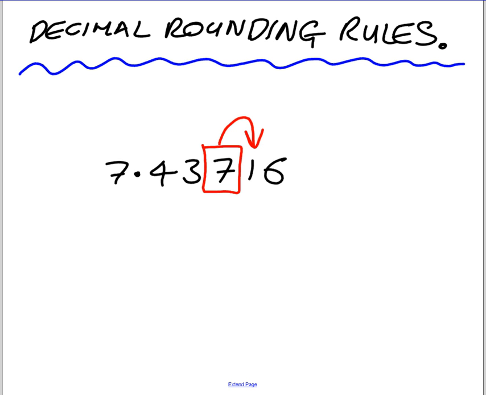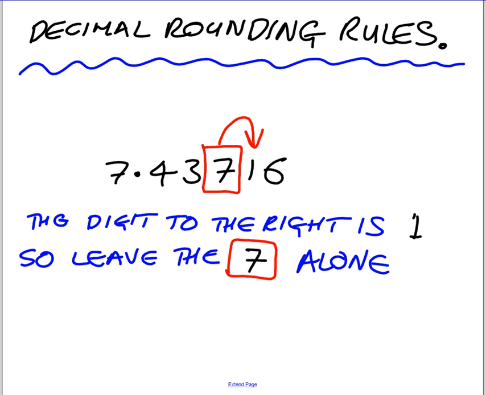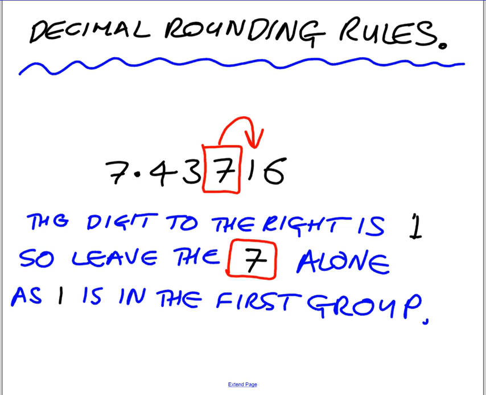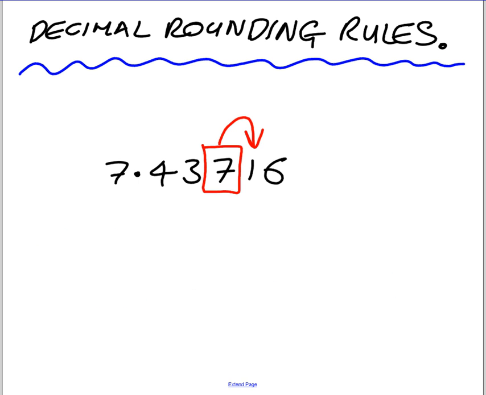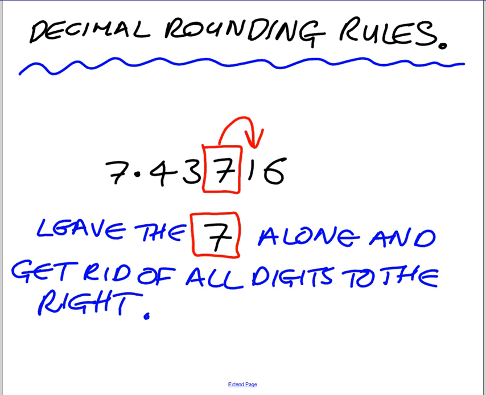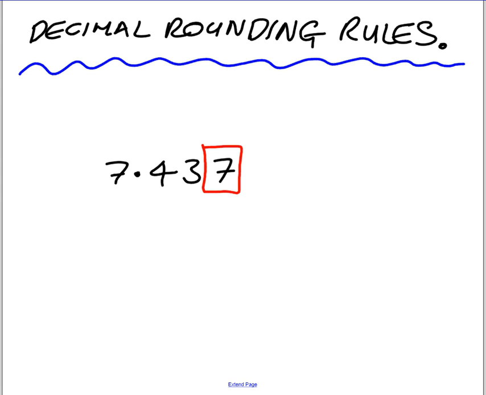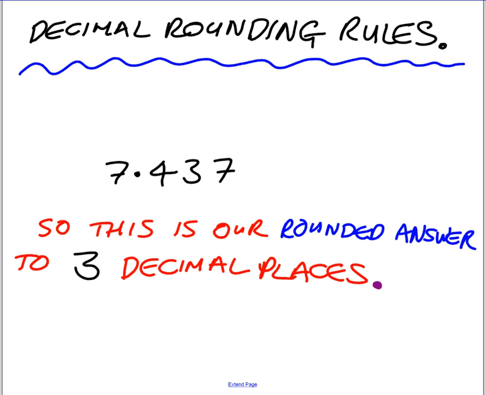So for us here, just come back to the example, look to the right, that is a 1. So what that 1 means, we're going to leave the 7 alone because the 1 is in the first group. So once we've done that, we'll leave the 7 alone and get rid of all the digits to the right. Okay? And just to clean it up a wee bit here, we'll get rid of that highlighted part. So that's our final answer, and it has been rounded to 3 decimal places. Sometimes at the extreme right, they put it in a wee bracket, say 3dp, like 3 decimal places.